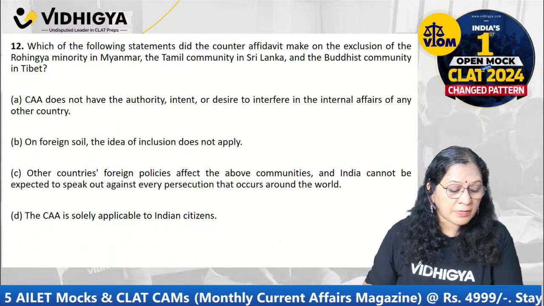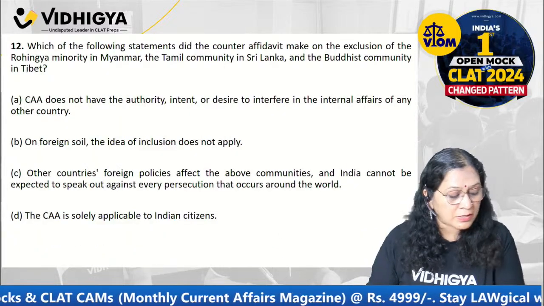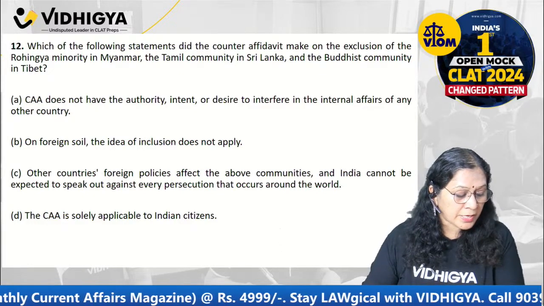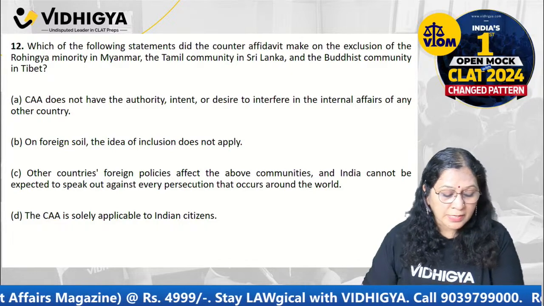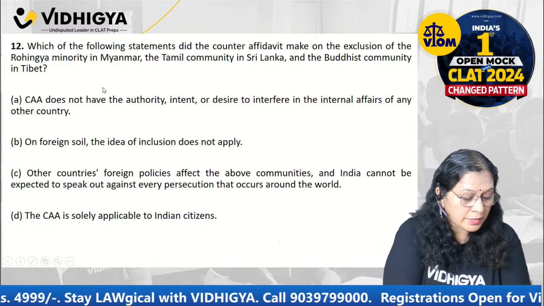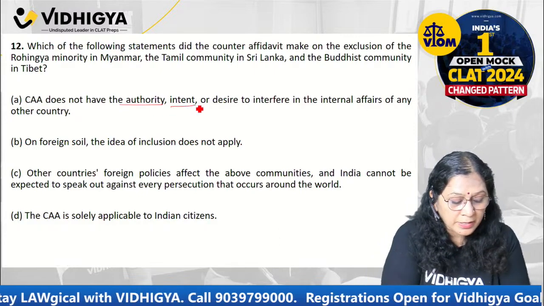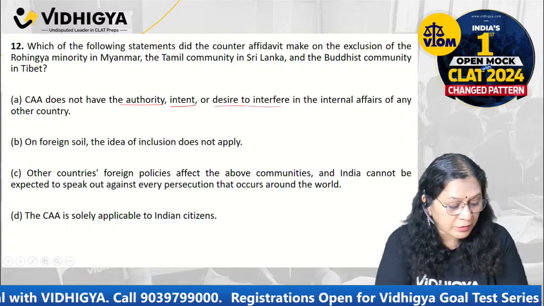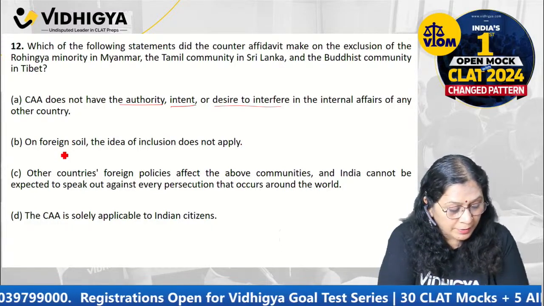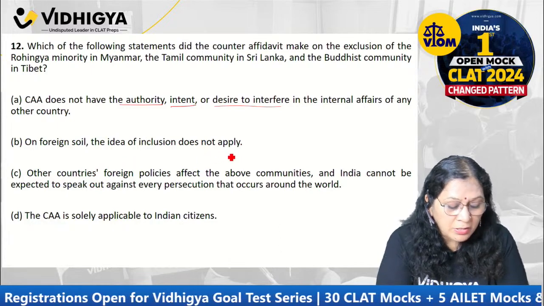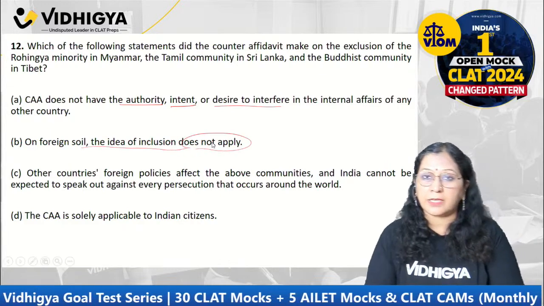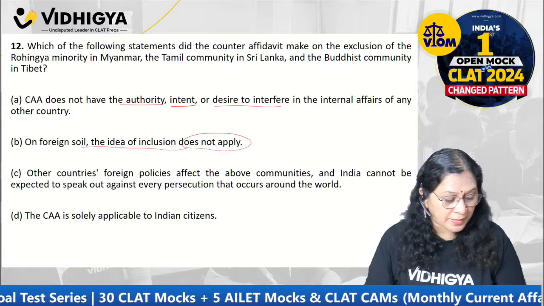Which of the following statements did the counter affidavit make on the exclusion of the Rohingya minority? Right? What did it make? So CA does not have an authority, intent or desire to interfere. उसने ऐसा कहा था. It does not have the authority, it doesn't intend to do it, or it does not have the desire to interfere in the internal affairs. Authority होगी पर वो करेगा नहीं, possible है. Foreign soil, the idea of inclusion does not apply. अप्लाई ही नहीं होता है तो इंडिया क्या करेगी? ये रीजन दिया था. वी नीड टू गो बैक टू दैट पैराग्राफ एंड रीड इट.